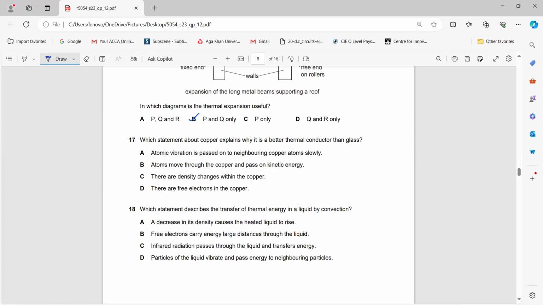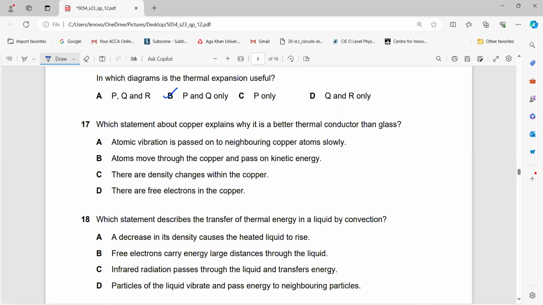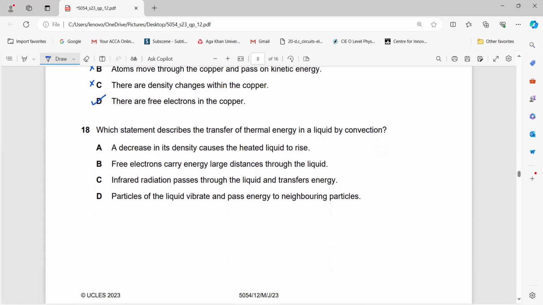So if you look at the answers, atomic vibration is fast. That happens in both copper and glass. So this could not be the answer. Atoms move through copper and glass? Atoms don't move. They vibrate about their fixed position. The density changes within the copper? No. Why? Because copper is a solid. Density changes are for convection, which is for liquids and gases. There are free electrons in copper. 17 D is the answer. 18.